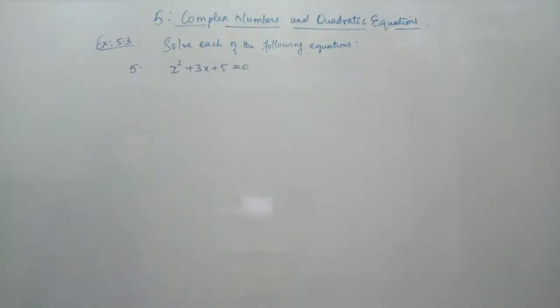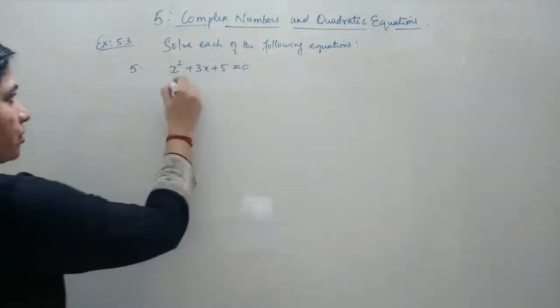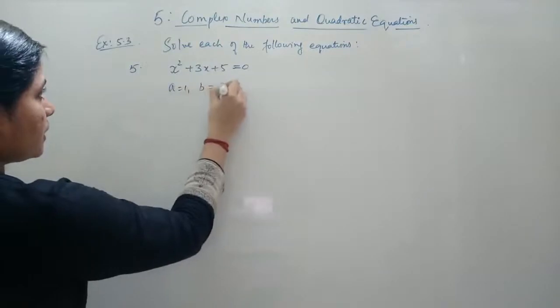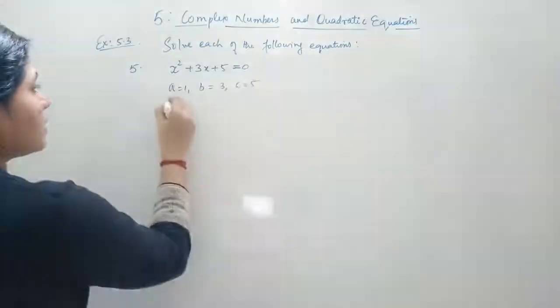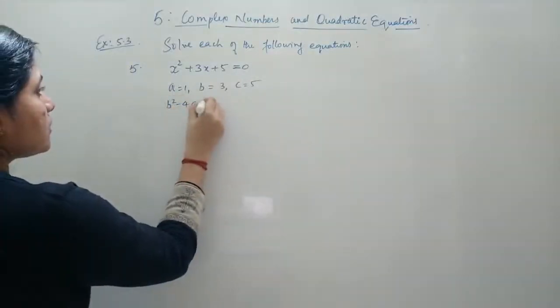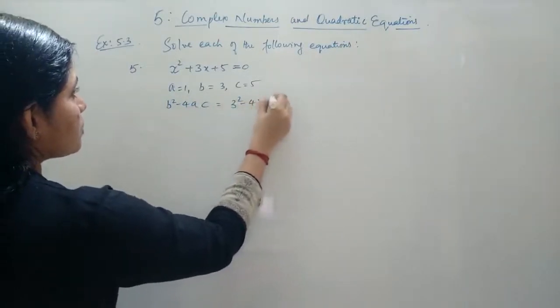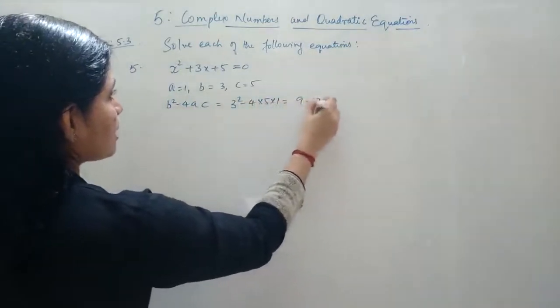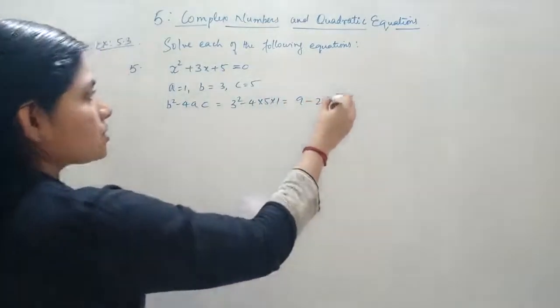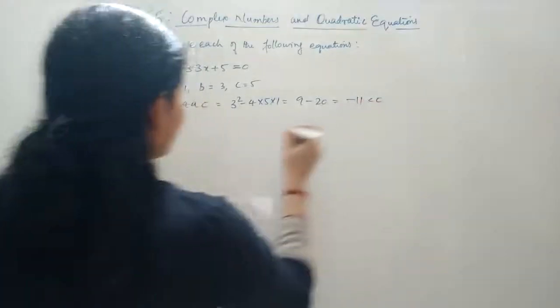Fifth question is x square plus 3x plus 5 equal to 0. a is 1 here, b is 3, c is 5. Then b square minus 4ac will give you 3 square minus 4 into 5 into 1, which is 9 minus 20, which is equal to minus 11, less than 0.